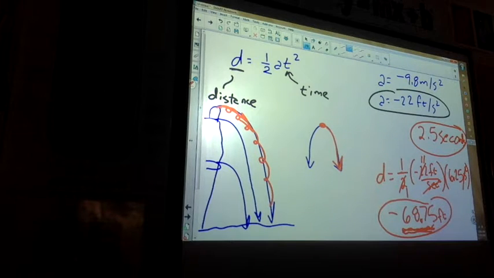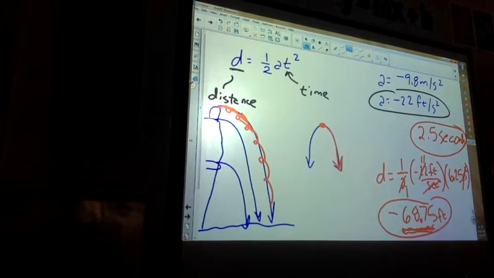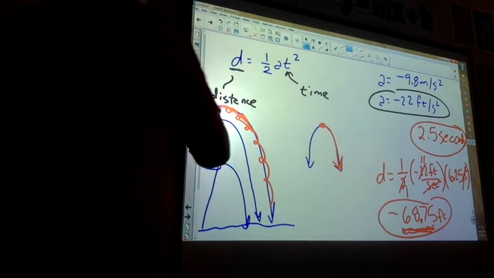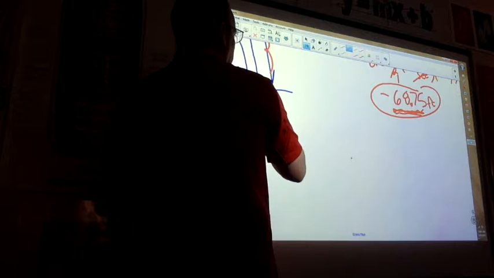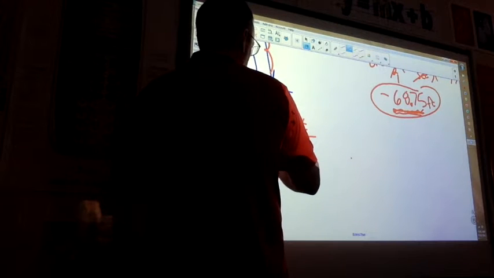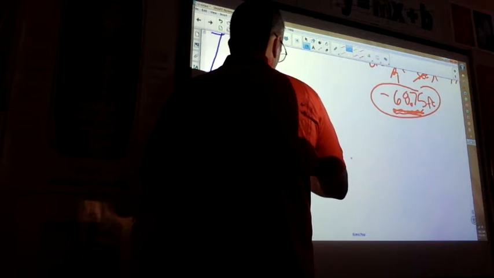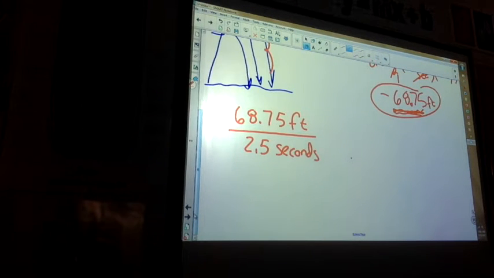So let's do this. Let's play a little bit more with math with this. Okay? We traveled 68.75 feet in 2.5 seconds. Dang. Okay? So let's do this little bit of math. Now I'm going to ignore the negative because I'm not concerned about it right now. So I am traveling at 68.75 feet in 2.5 seconds. Okay? Does that make sense? But that doesn't mean too much to us because it's like, so what?